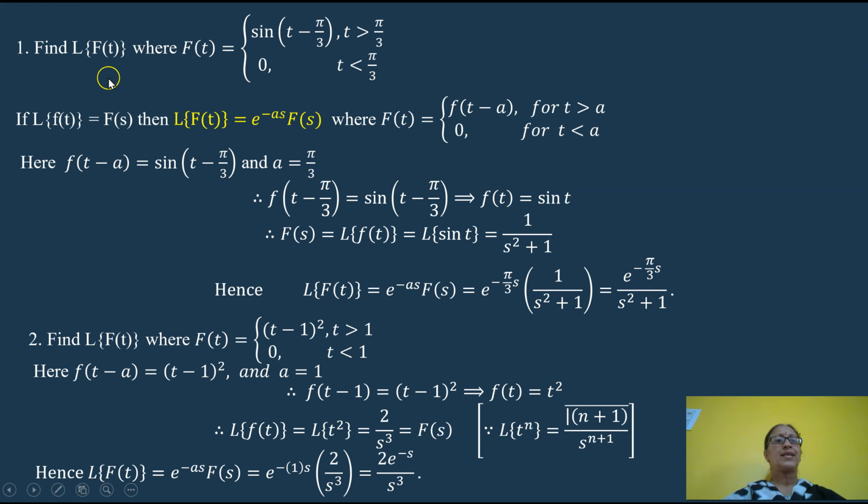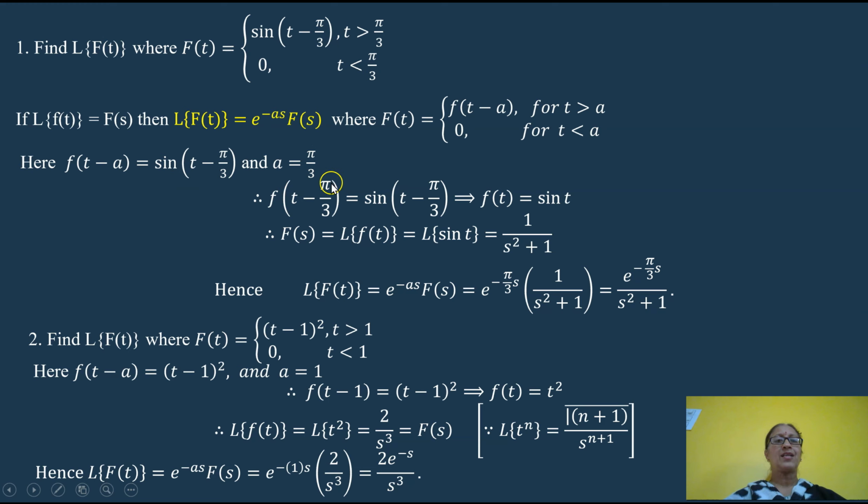L of f of t equal to F of s. If L of f of t equal to F of s, then L of capital F of t equal to e power minus as F of s, where capital F of t equal to f of t minus a for t is greater than a, 0 for t is less than a. Here capital F of t is given, that's why we have considered second shifting property in this form. Now compare these two. f of t minus a equal to sin of t minus pi by 3, that means a equal to pi by 3, right?